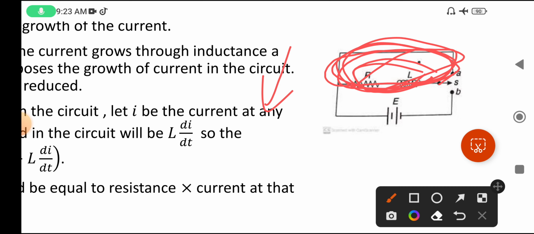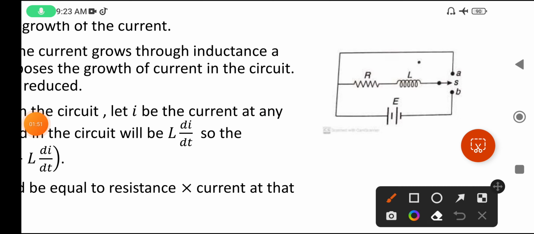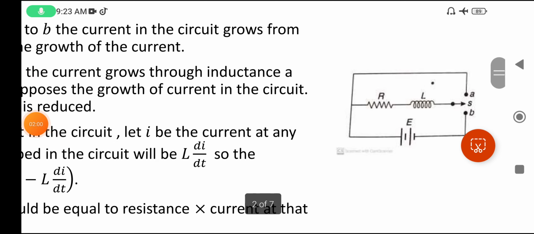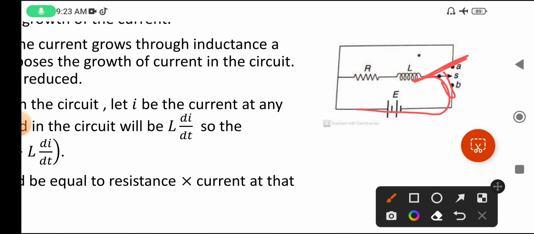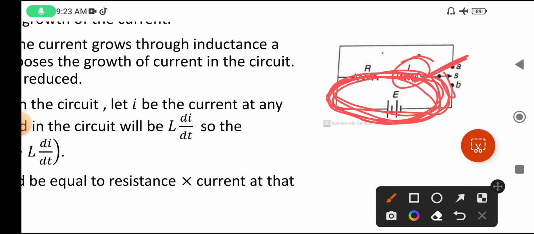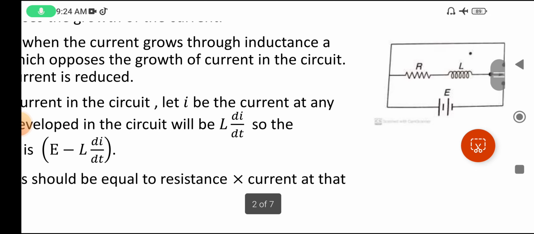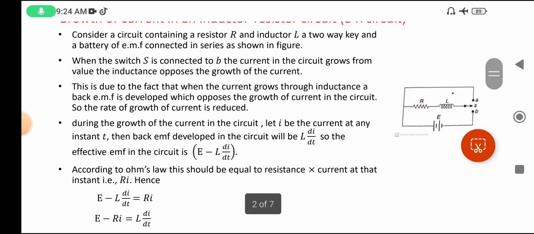Okay, so that is why there are two ways here. In one way, we can increase the current by connecting like this, and in the other way, we can decrease the current by connecting like this. So when you connect like this, current starts increasing. Increasing current is also called growth of current. In which circuit? The L and R circuit, or RL circuit. You can call it in any manner, right?